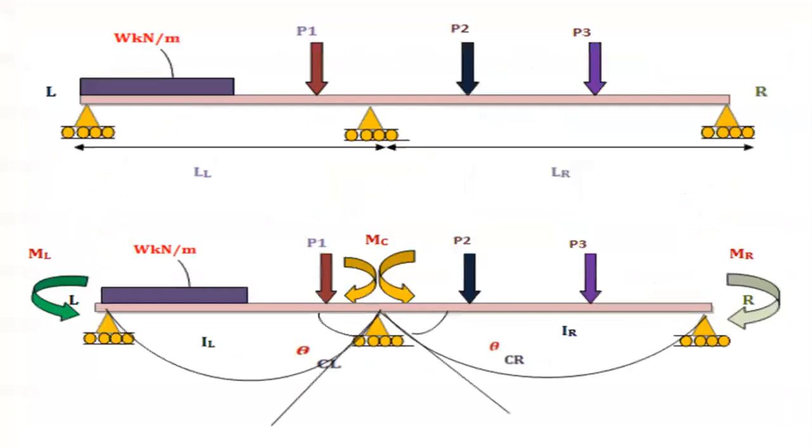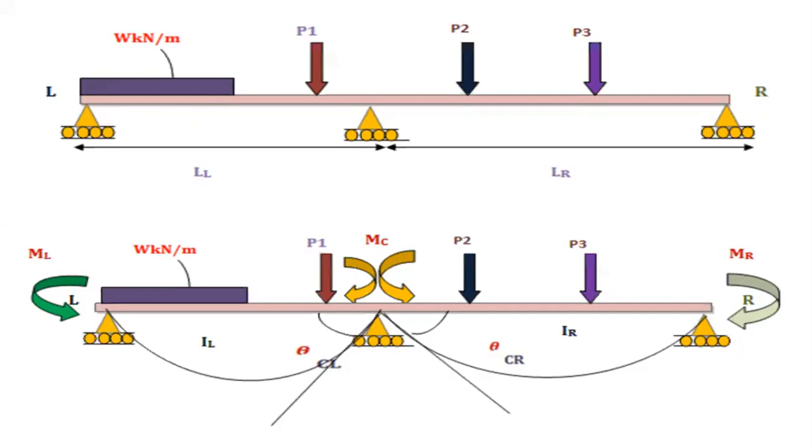Now all of you take the second diagram, the deflected shape due to the applied load. Theta CL is the deflection due to the applied load on the left span, and theta CR on the right span. All of you take the diagram. Now here I will introduce moments ML, MC, MR. Out of these three moments, ML equals 0 and MR equals 0.